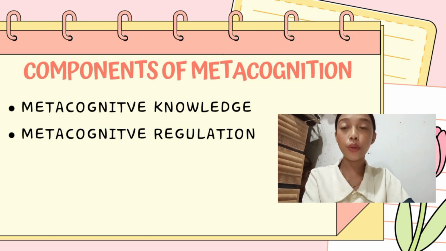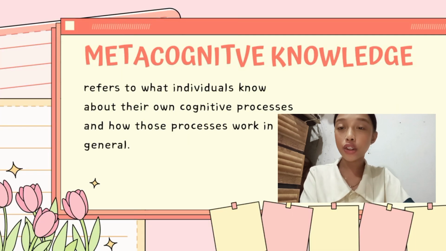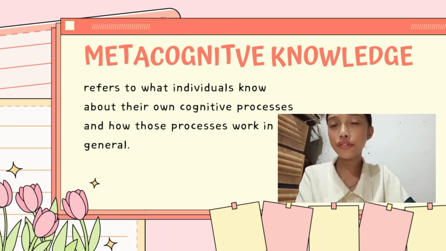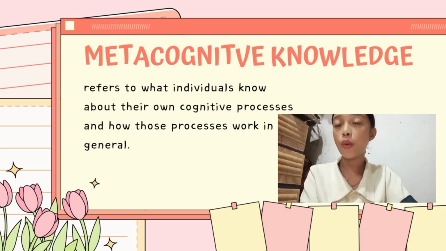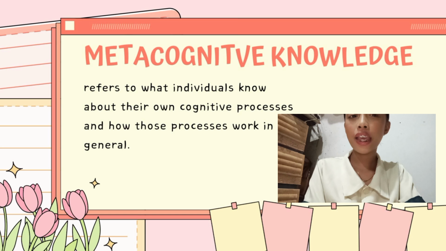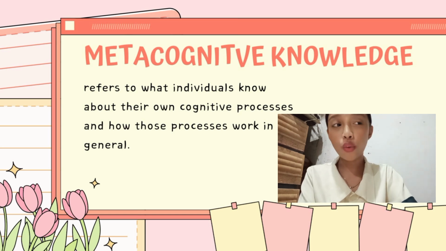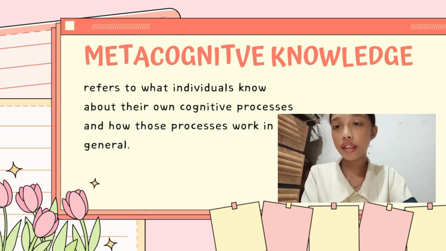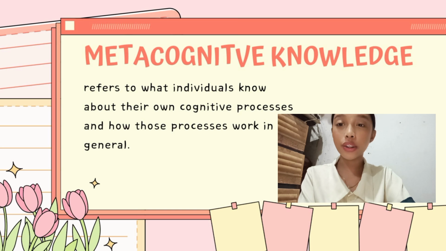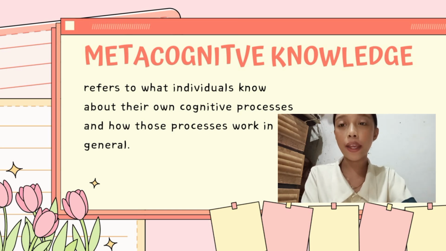Now let's proceed to the components of metacognition. There are two components of metacognition, the metacognitive knowledge and metacognitive regulation. First, let's talk about what is metacognitive knowledge. This refers to what individuals know about their own cognitive processes and how these processes work in general. It means what you know about your own thinking and learning. It is essentially a person's awareness and understanding of their own thinking.